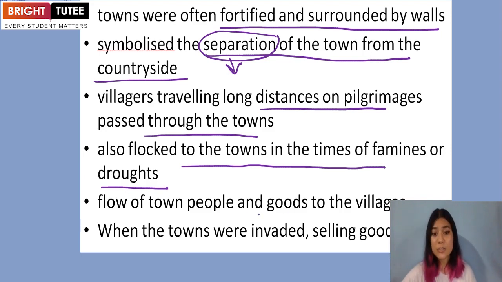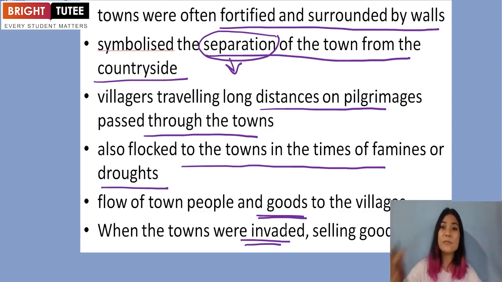Now, the people from the town also moved out of the town to the villages for trading their goods. And when the towns were invaded, when the towns were attacked by the enemies, by other rulers, the people living in the town often escaped out of the town into the villages seeking refuge and protection. So people living in the town also moved out to the villages to trade, to sell the goods, and also to seek protection in times of attack by the enemy.